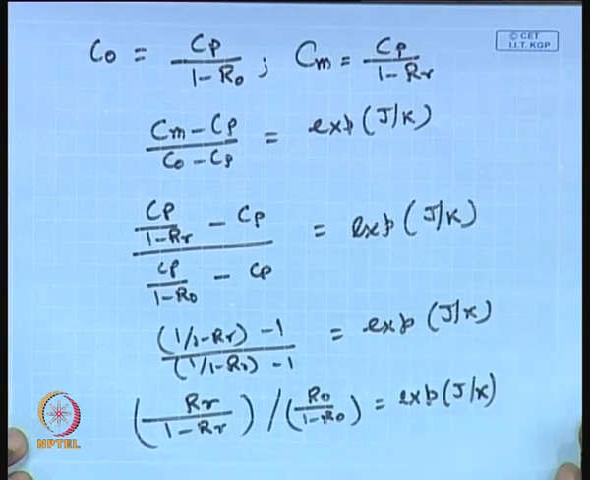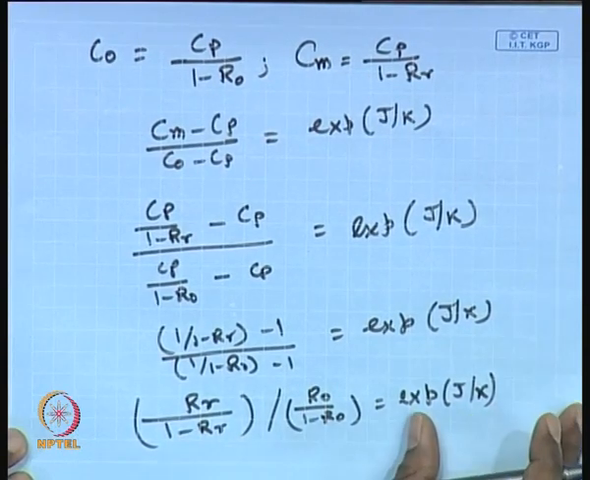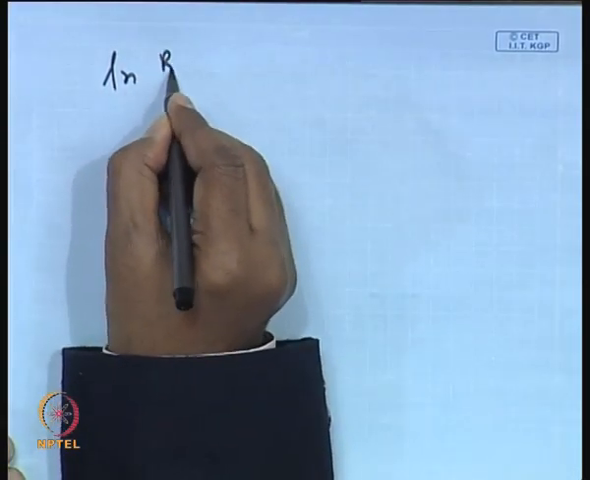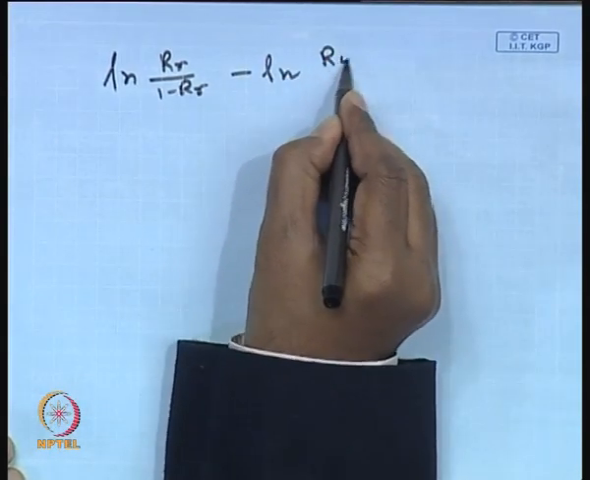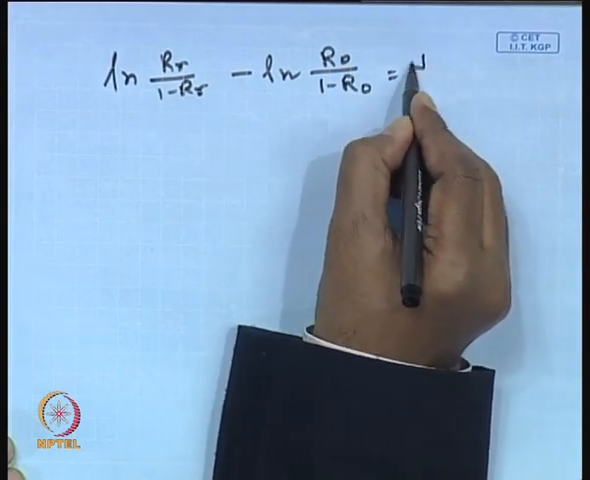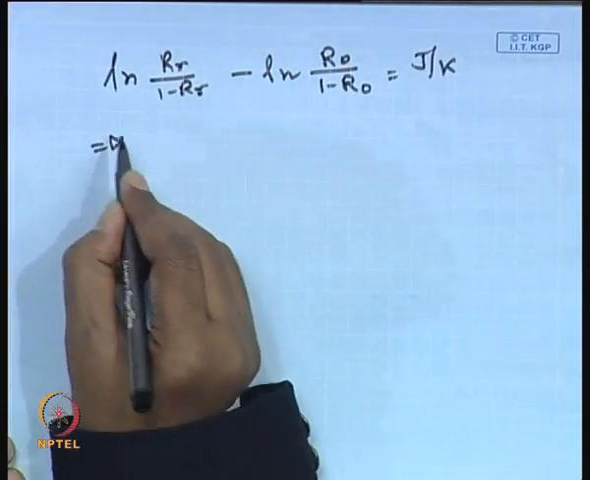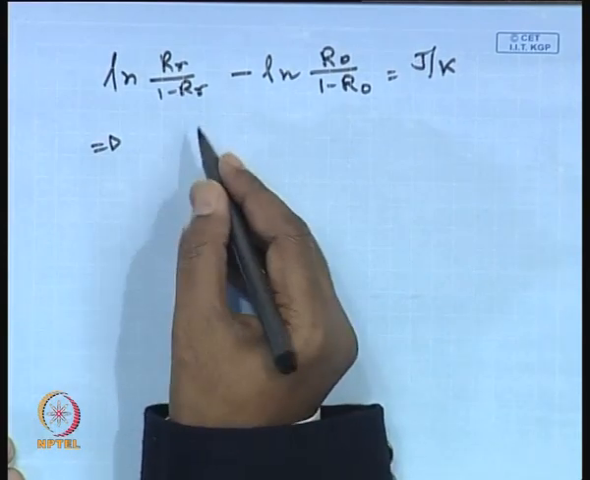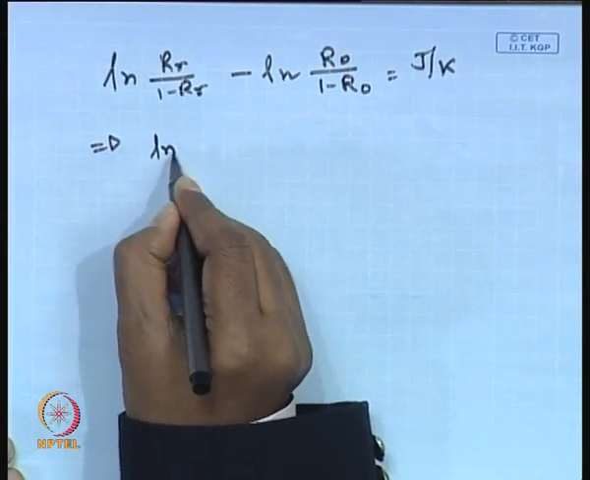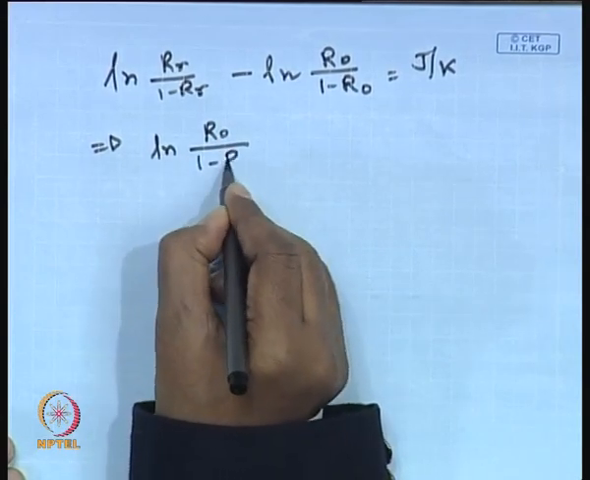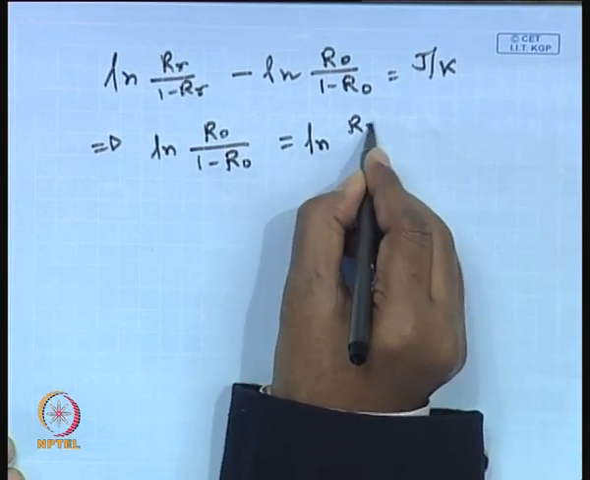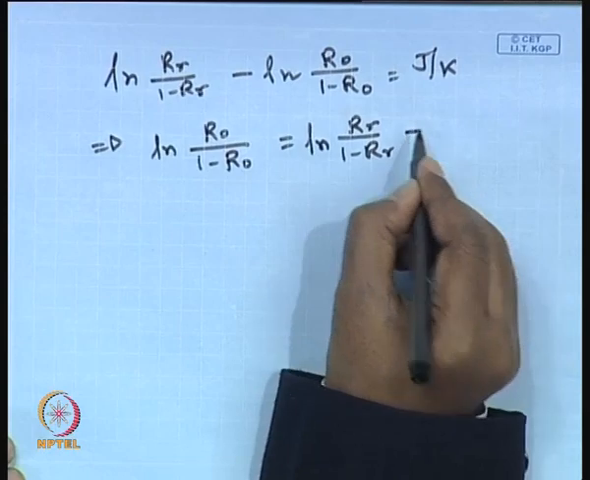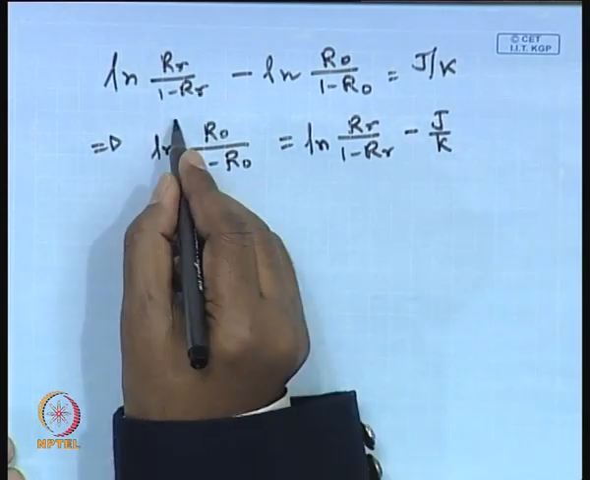Now, if you take logarithm on both sides, the exponential will be off. So, if you take logarithm of both sides, it will be ln (Rr divided by 1 minus Rr) minus ln (R naught divided by 1 minus R naught) is equal to J by K. Okay. So, ln (R naught divided by 1 minus R naught) will be nothing but ln (Rr divided by 1 minus Rr) minus J by K.